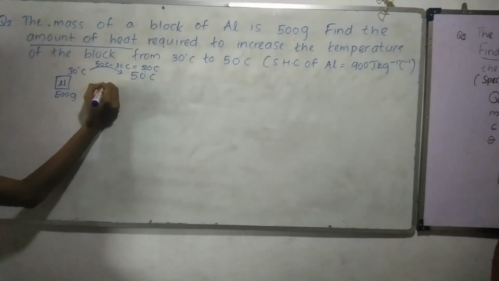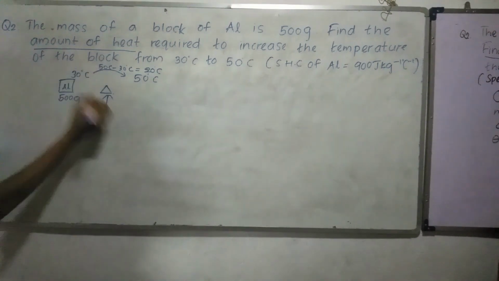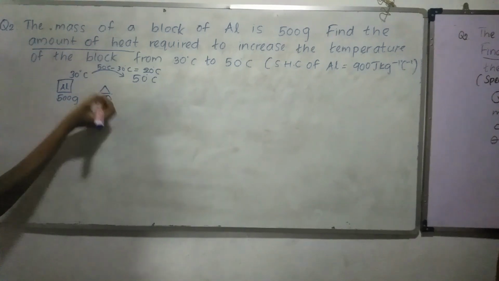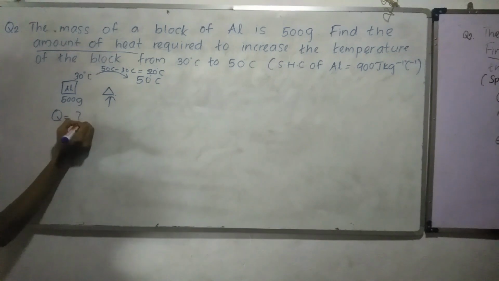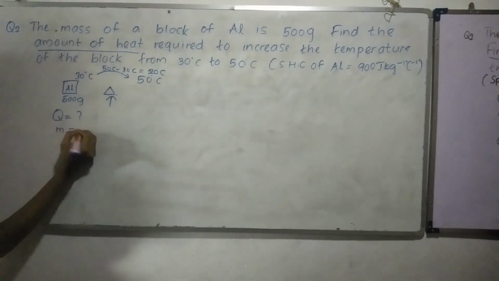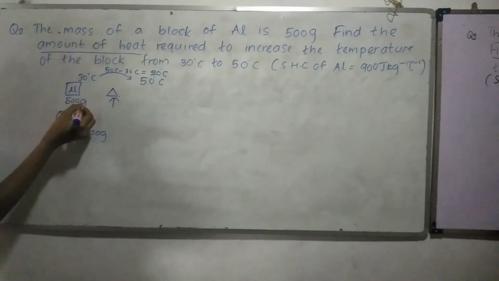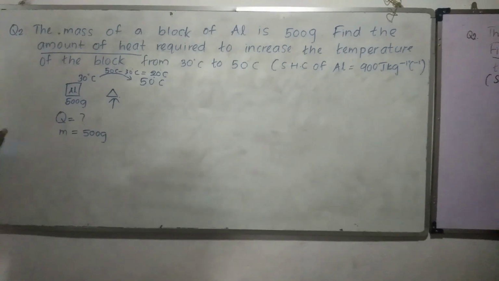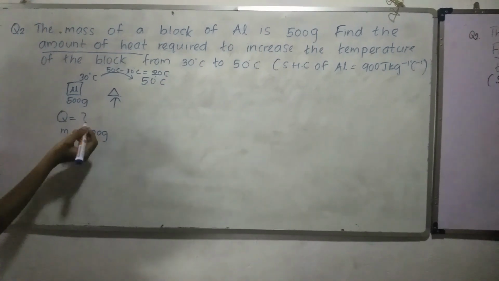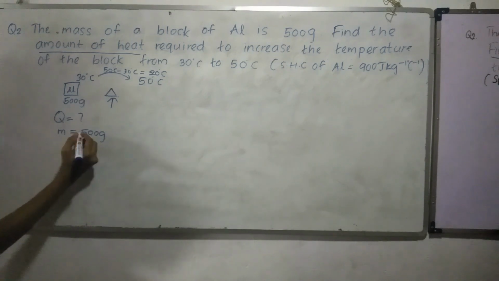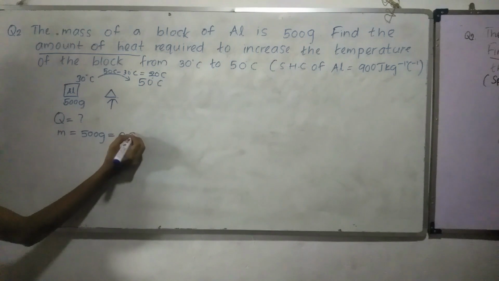We have to supply a certain amount of heat. They are asking us to find this amount of heat. Amount of heat is the quantity of heat, that is Q. Q we have to find. Mass is 500 grams. Here we have to change these 500 grams into kilograms, because our standard unit is kilograms. To convert 500 grams into kilograms, we divide 500 by 1000. Then we will get 0.5 kilogram.